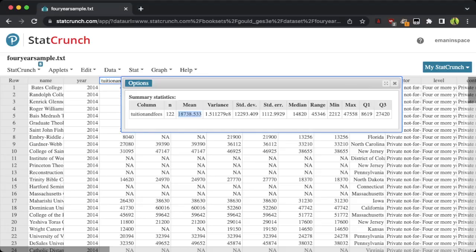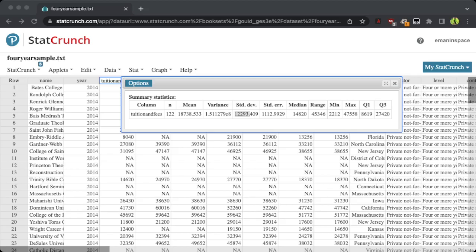You can see that we have the standard deviation right here. Okay, so what does that mean? It's telling you, okay, your typical university is not going to cost exactly $18,738. It might cost $12,293 more, or maybe $12,293 less. Okay, so let's go back over here.